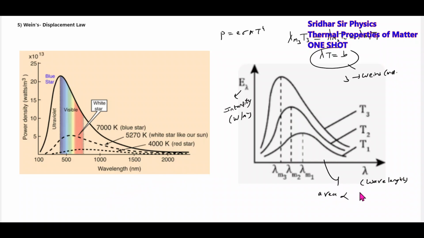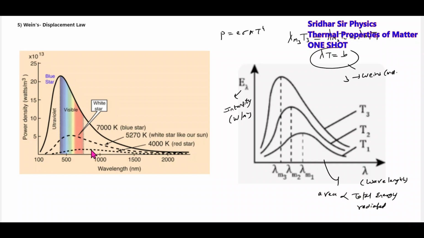Area is proportional to total energy radiated. As you increase temperature, the wavelength for which intensity is maximum will take lower values. Like this, we are having the white star, blue star. So red star, you can see the wavelength.